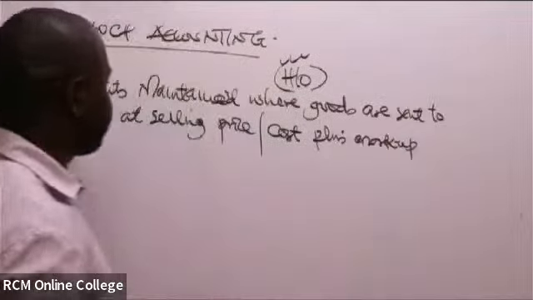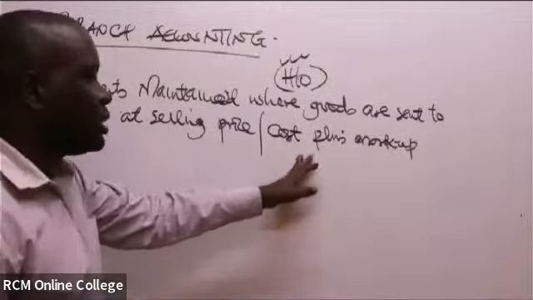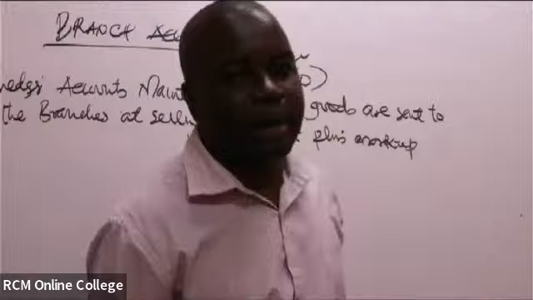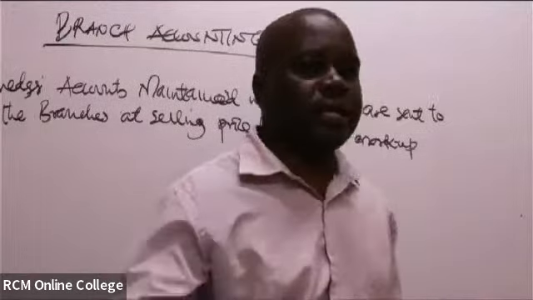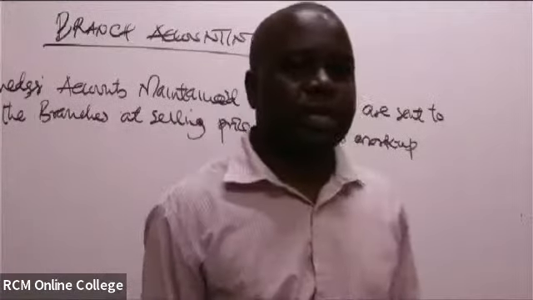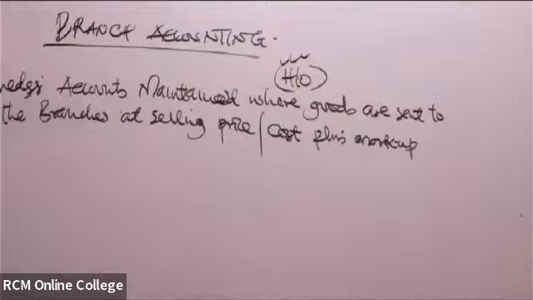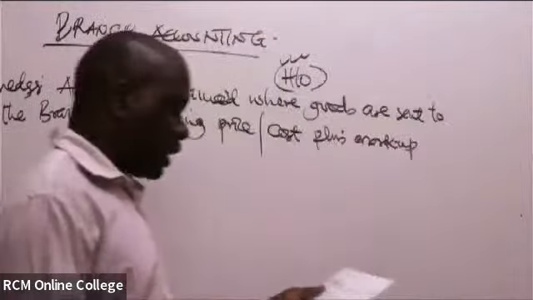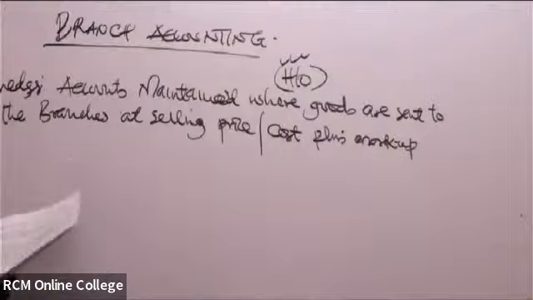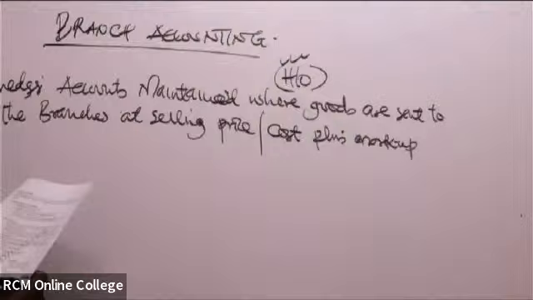So they supply the goods to the branches, probably at a selling price, or at a cost plus a markup on that cost. Then the branches now do what? They sell the goods to the customers. So that is what will likely happen. If that is what is happening, then there are some ledger accounts that will have to be maintained in the head office accounts.